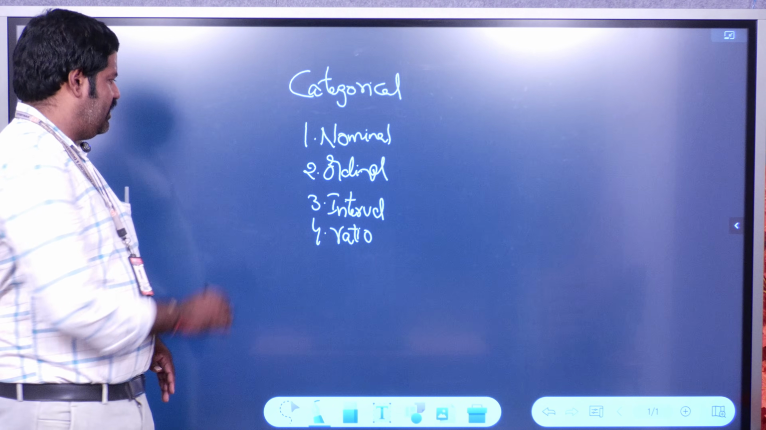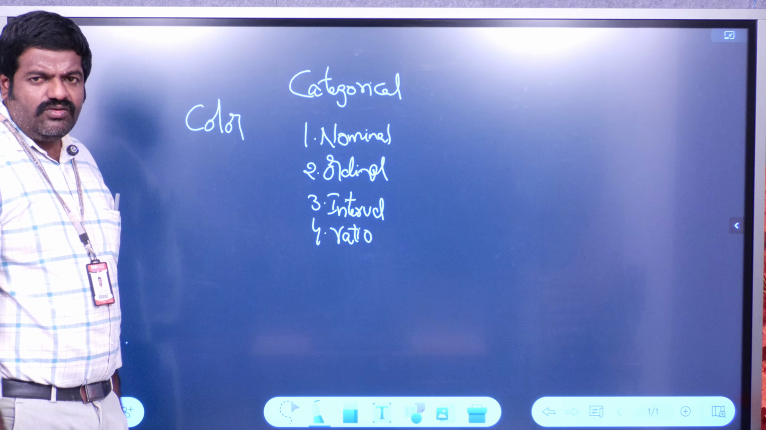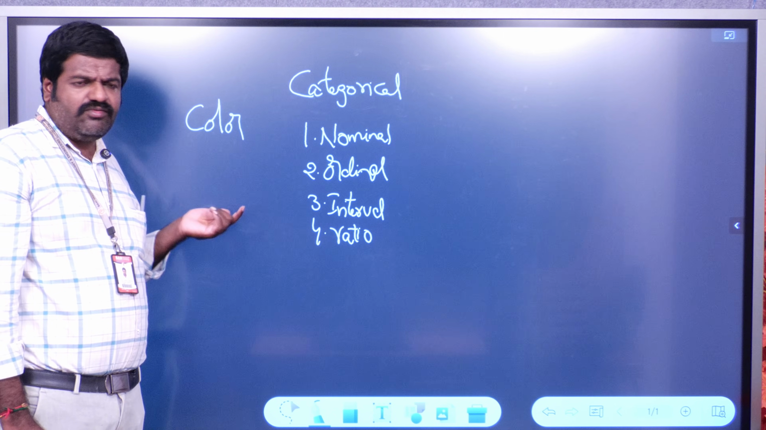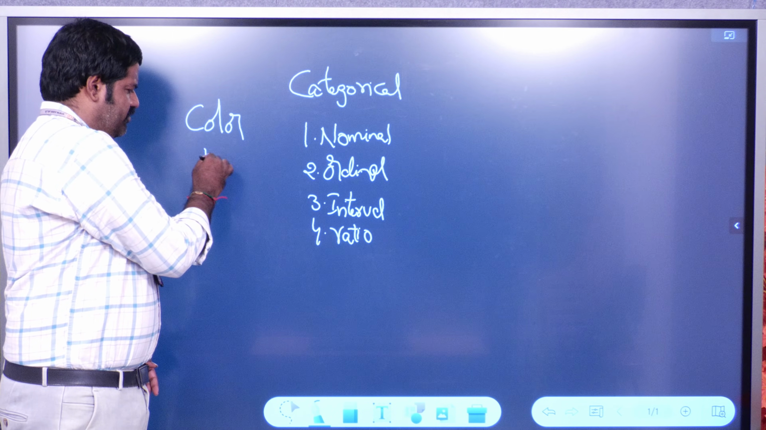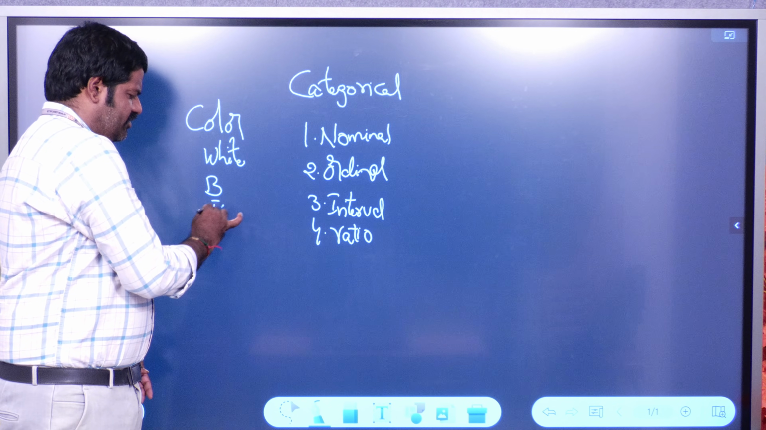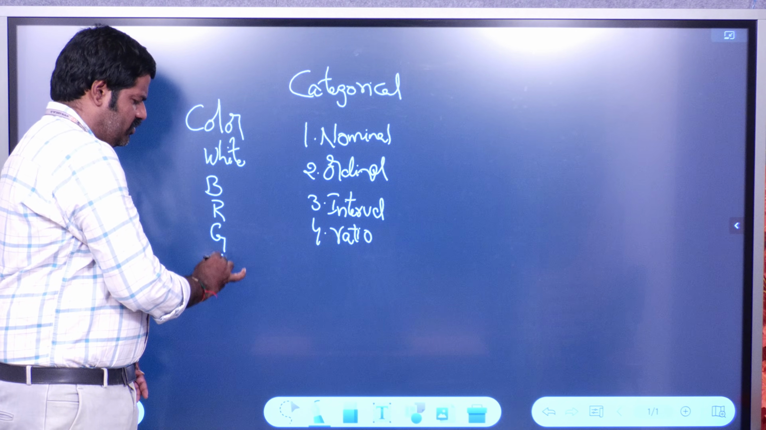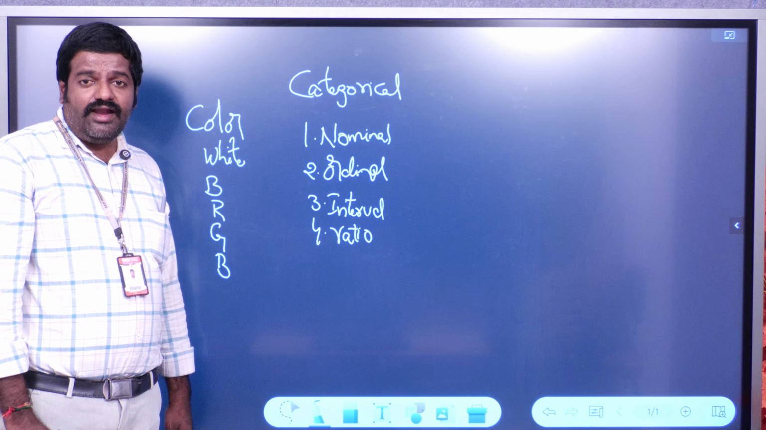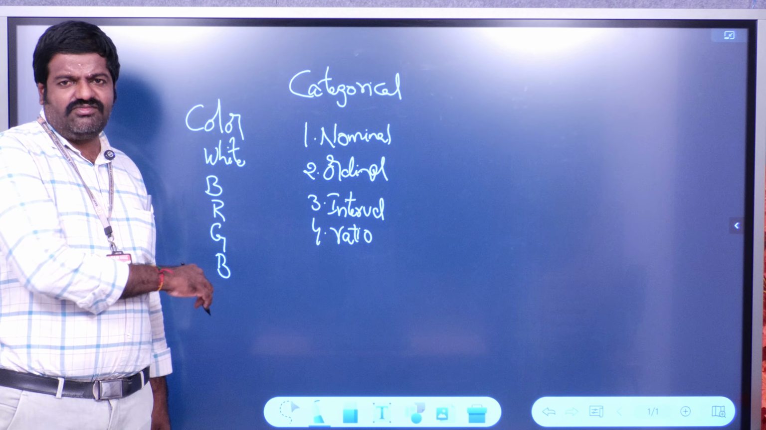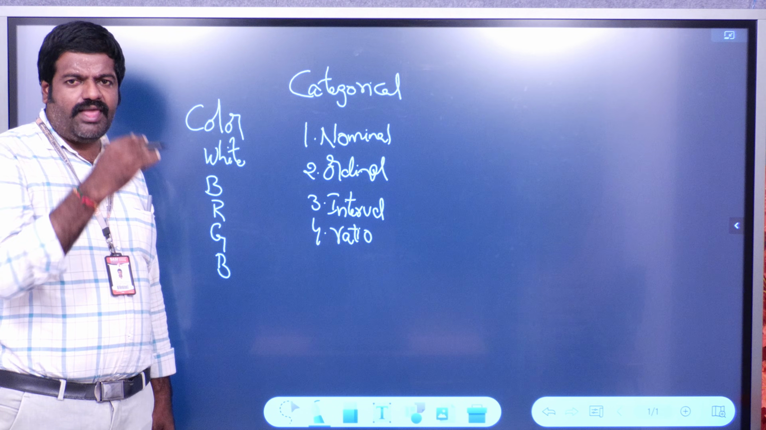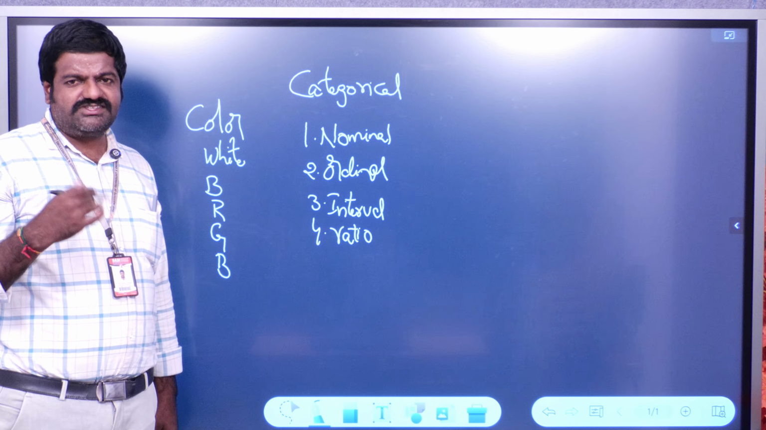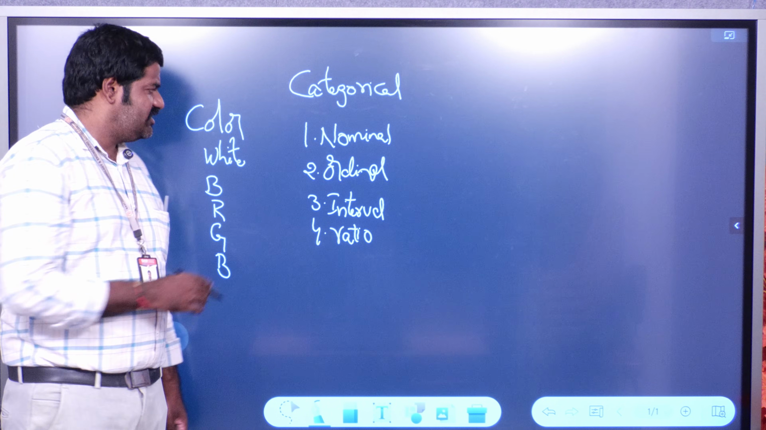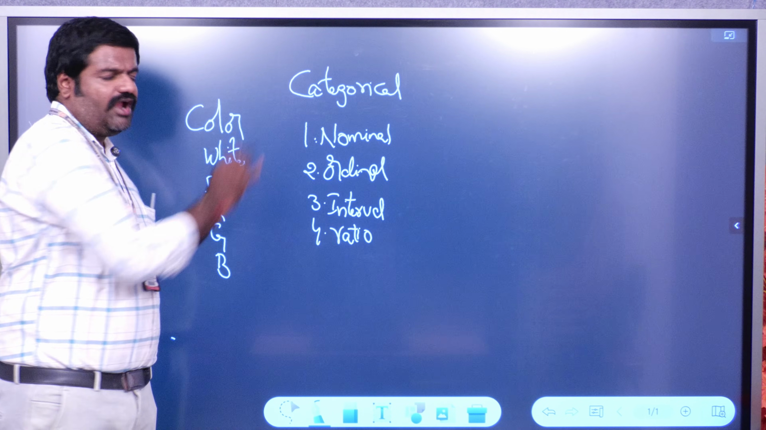For example, consider color. We are having a limited number of possible colors, for example white, black, red, green, blue. Like that, we are having limited number of possible values for the color. And there is no order among these values. White is the first or black is the last, red is the first. Like that, there is no order among these possible values. Hence, it comes under nominal attribute.